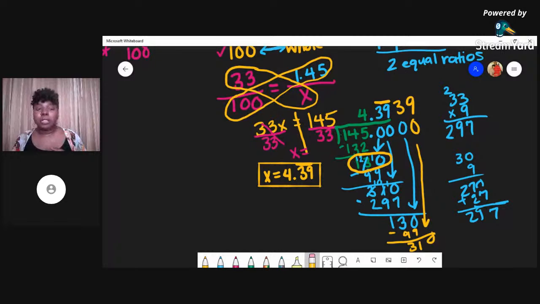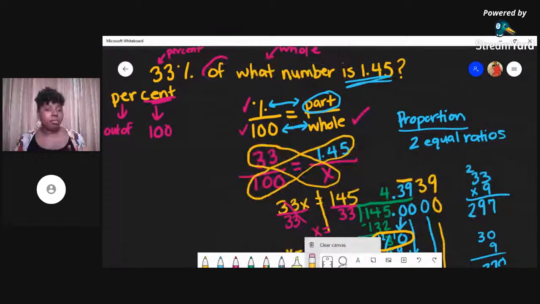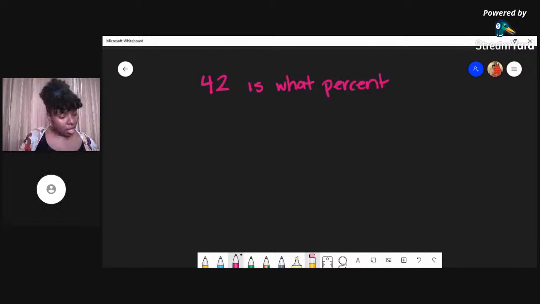Do you have another problem similar to that? In your homework, do you have another problem similar to that? No, I just needed help figuring out how to do it. Okay, so I just want to make sure you got it. So I'm just going to give you something similar, okay, real quick. 42 is what percent of 80? Okay, so let me give you the formula again.